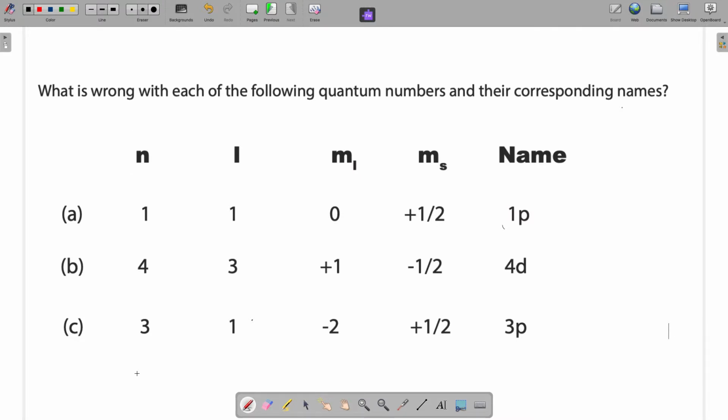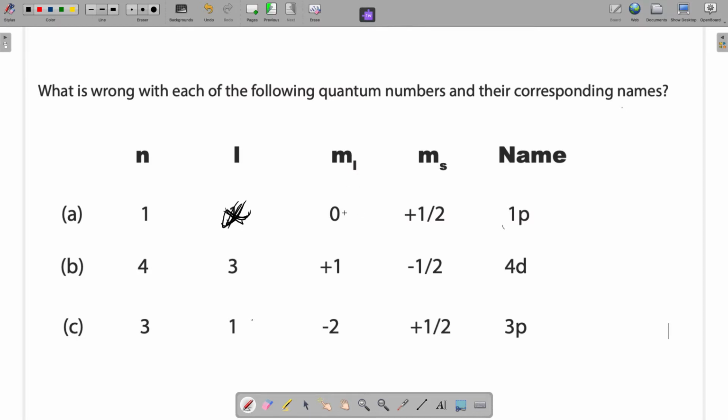So let's start. Here our n is equal to 1. When n equals 1, l can only have a value of 0. But here we have 1, so 1 is not supposed to be here. That is wrong, because the value of your principal quantum number limits the values of your l. So 1 is not supposed to appear under our angular momentum. Now let's move on.